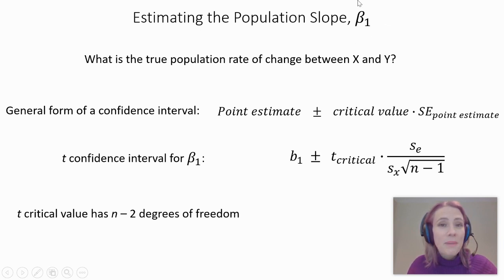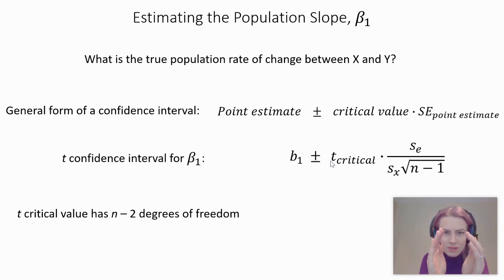Well, if we want to know the population slope, a good place to start would be with the sample slope. So the point estimate is going to be B1, the slope of the sample regression line. Now, how much padding do we need to put on that sample slope? Are we likely to be really close to the true population slope or maybe not so close? For that, we need a critical value, and this is going to be a type of T interval. So it's a T critical value.